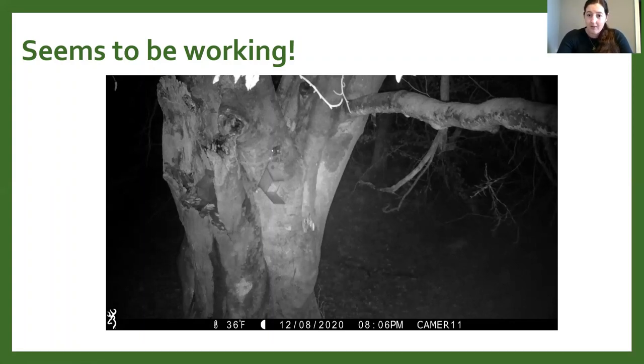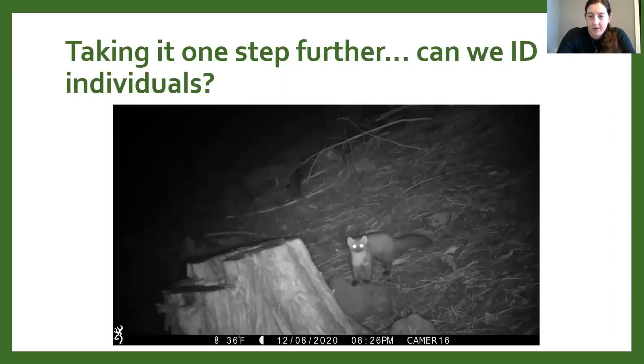So unfortunately, I have not been able to get down to the forest as much as I would like, because I'm based in Durham currently. However, my lovely friends from the Gloucestershire Wildlife Trust, who are based at the Forest of Dean, have been able to look after some cameras for me and start collecting some more data, which is really cool. So now we're interested in seeing if we can take it one step further and try and identify the individual pine martens that are living in the forest.